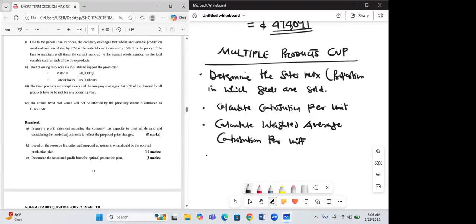Once you do that, now your break-even point in units is simply going to be the fixed cost over, instead of contribution per unit, the weighted average contribution per unit. You use the weighted average because there are multiple products. Instead of using single contribution per unit, you use the weighted average.